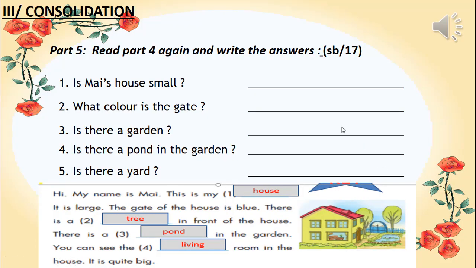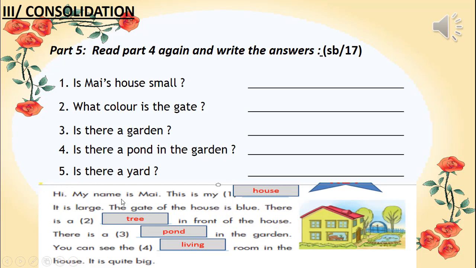To understand more about the house, we do this exercise. Read again and write the answers. Now pay attention to the questions. 1. Is my house small? 2. What color is the gate? 3. Is there a garden? 4. Is there a pond in the garden? 5. Is there a yacht? Now we read Mike's house paragraph again.